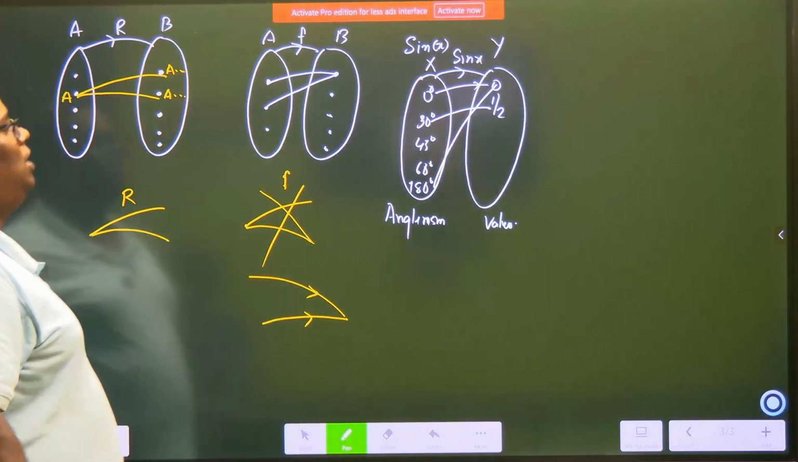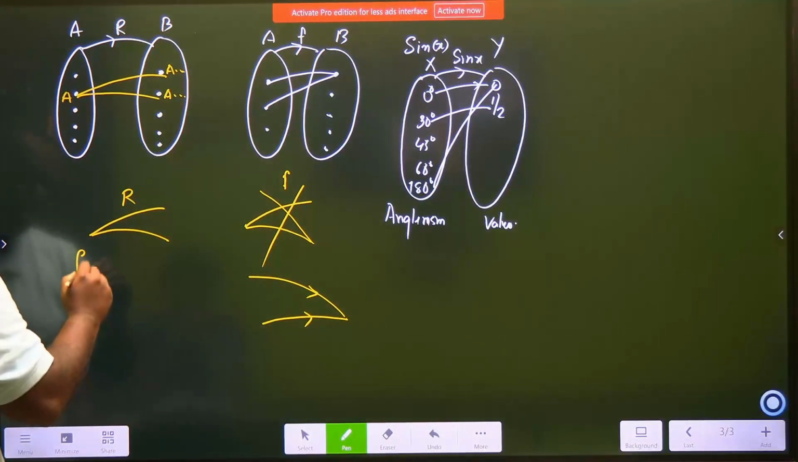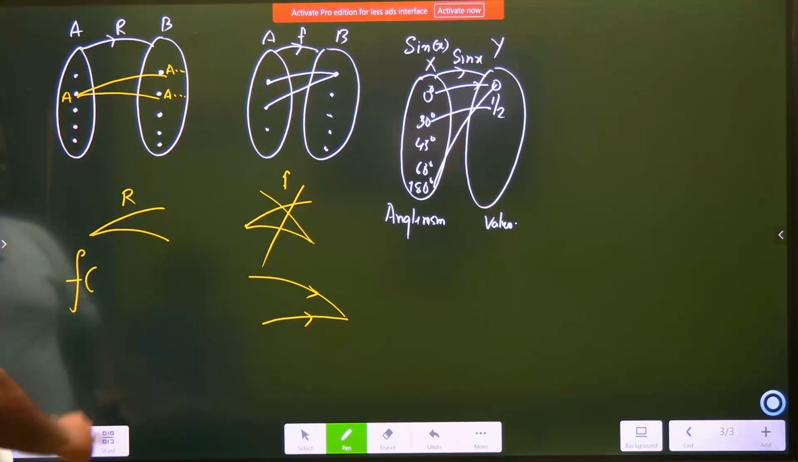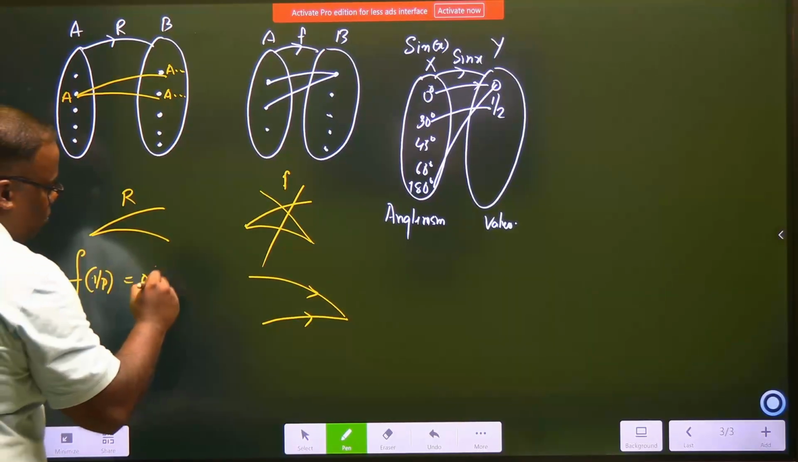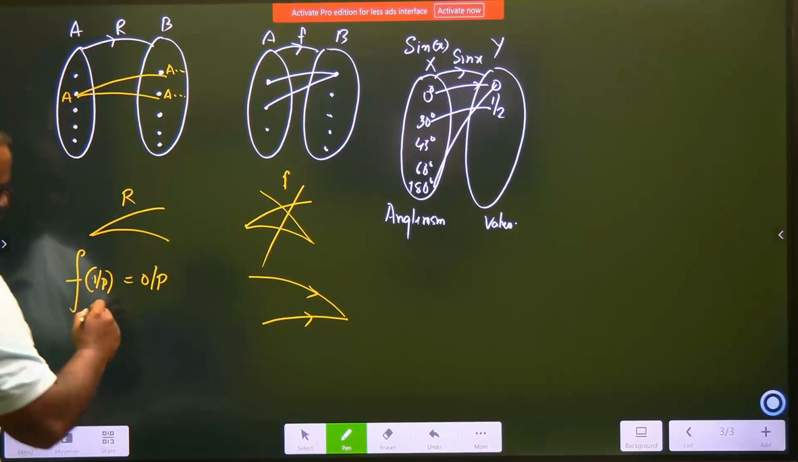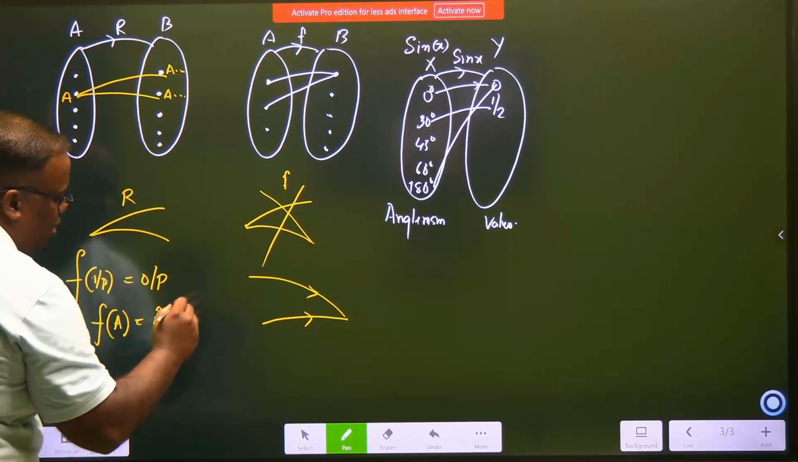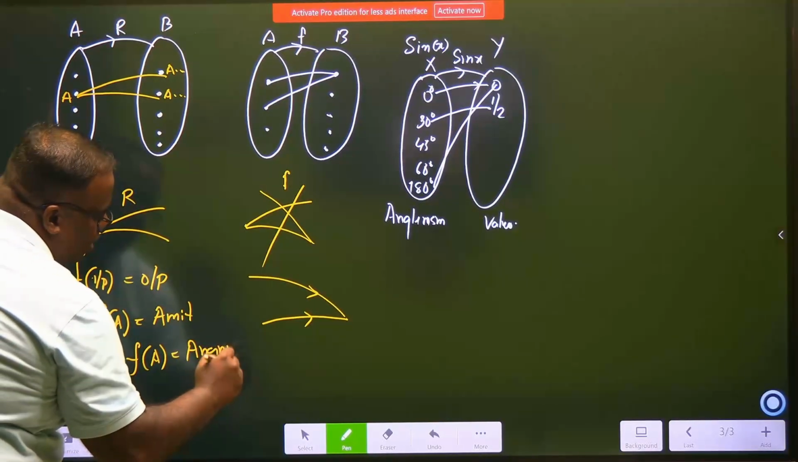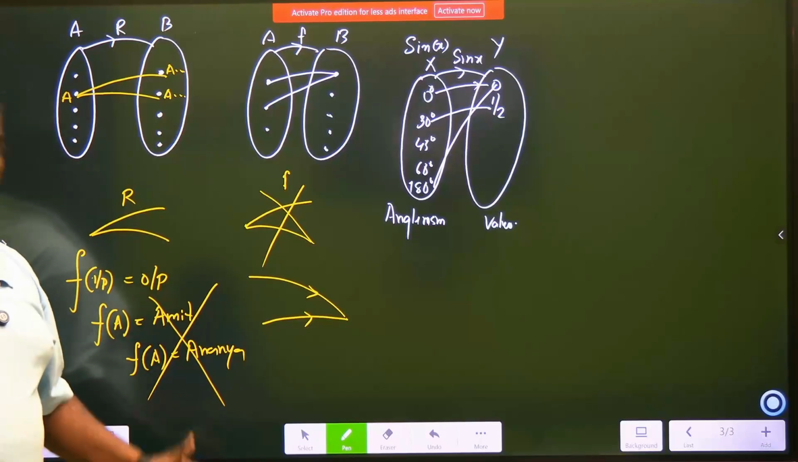Relation-wise it is possible, but because we cannot write it like this in a function, we have to give this relation. What was our function? Suppose this was a function. In our function we say f of the input should be equal to the output. Our function was a name function. So I am writing f(A) = Amit. I am also writing f(A) = Ananya. How is this possible? This is not possible. Are we fine? This is not a function.